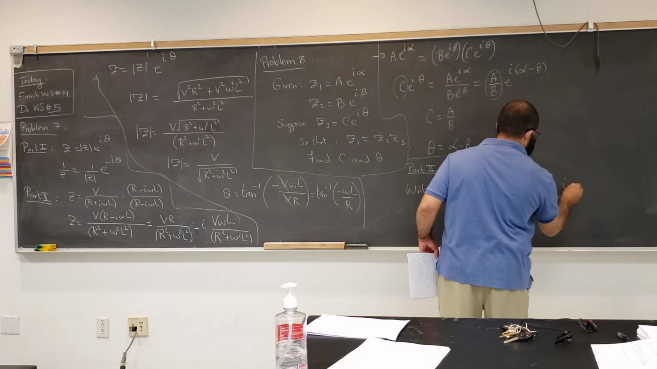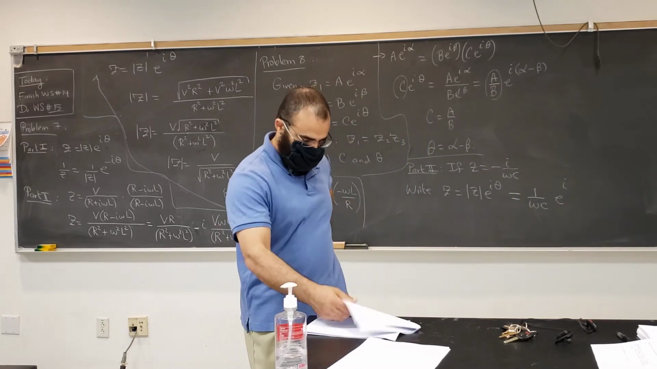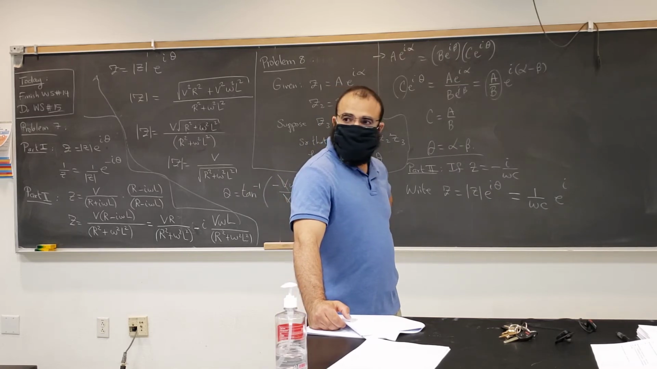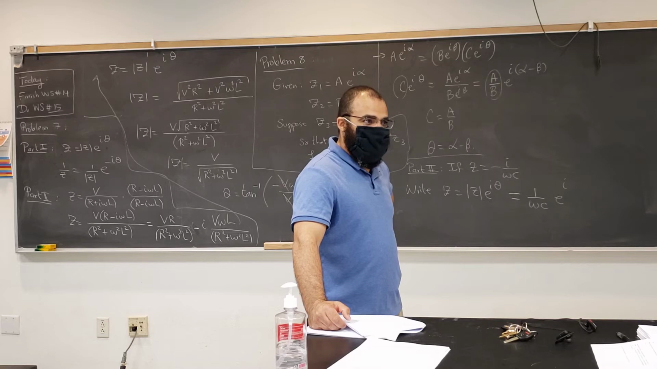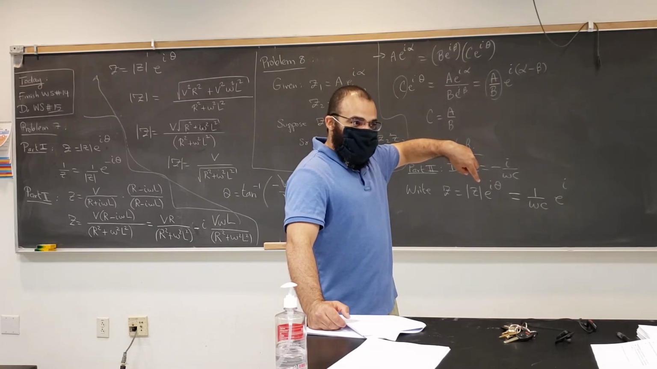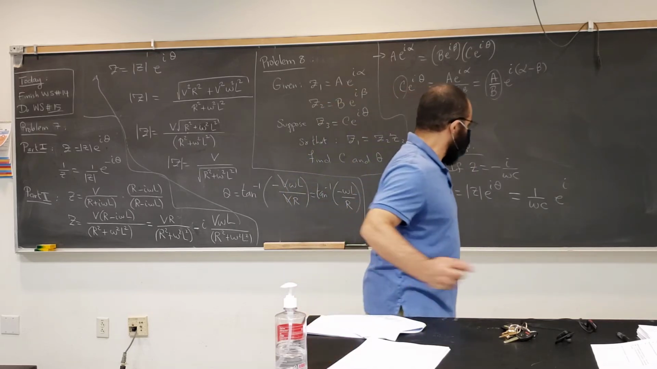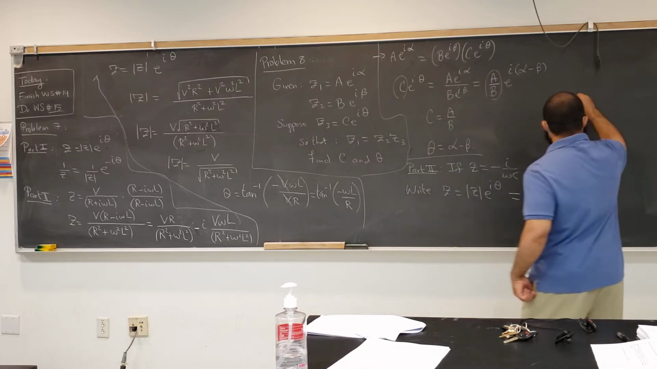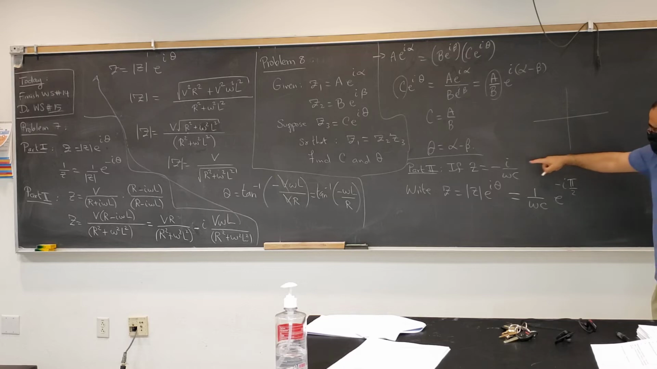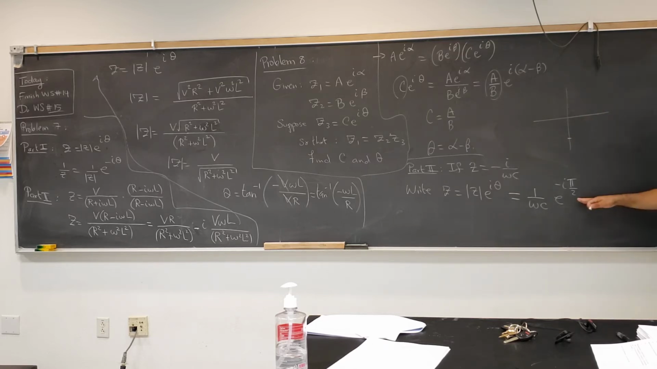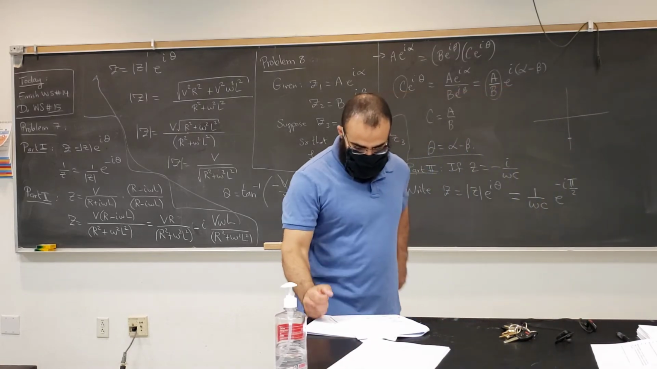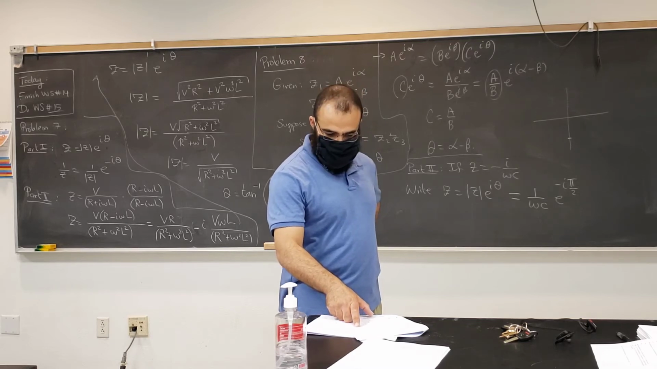How about the other part? E to the I what? So what's that angle? Pi over 2, but negative. Negative pi over 2. So minus pi over 2. You have this, right? Just graph it. Where the y-axis is this, negative, and then omega C, something along this. So it's minus pi over 2. Okay, cool. Let me make sure I have it. 1 over omega C e to the minus I pi over 2. Yeah, that's correct.